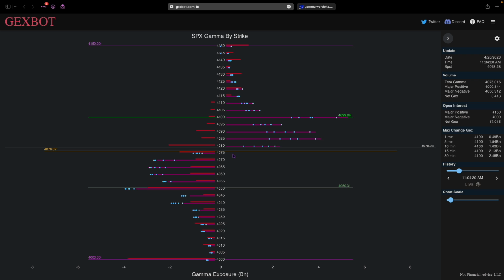That being said, the behavior of call gamma and put gamma is slightly different because you have a volatility component, which maybe I'll get to in another video. That's a little more complicated, right? Because typically as price moves up, volatility contracts, and as price moves down, volatility expands.